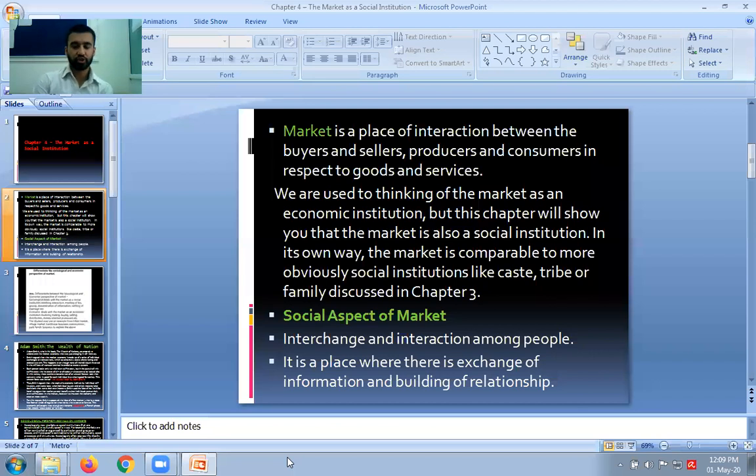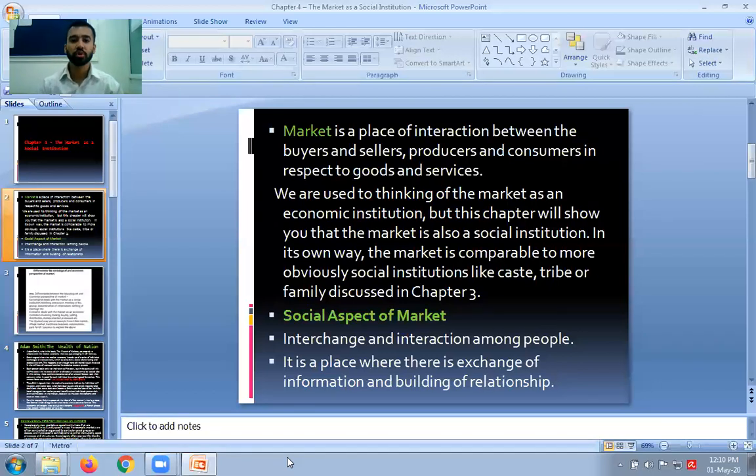In market, there is an interaction between buyers and sellers. Shopkeepers sell us certain things, so they act as sellers, and when we go to the market, we act as buyers. Producers and consumers: the finished products are what we buy in the market. There is a role of producer also. Certain things come in the market after production, and those producers come to the market to sell their products.